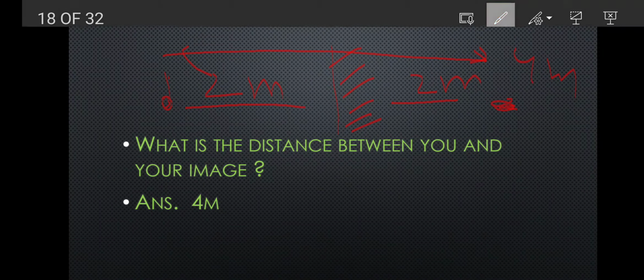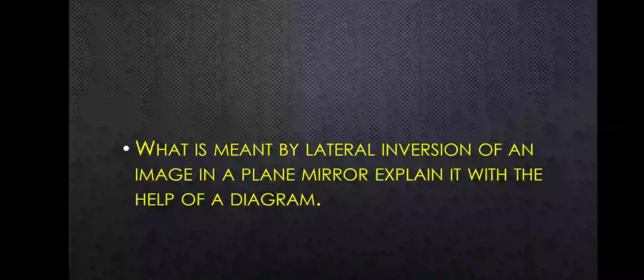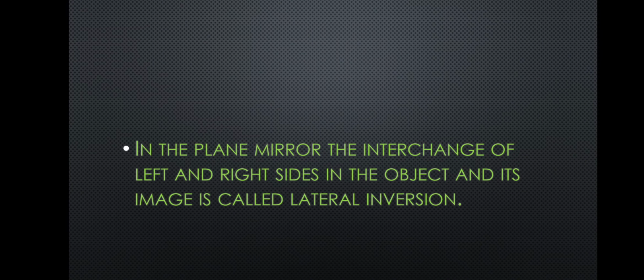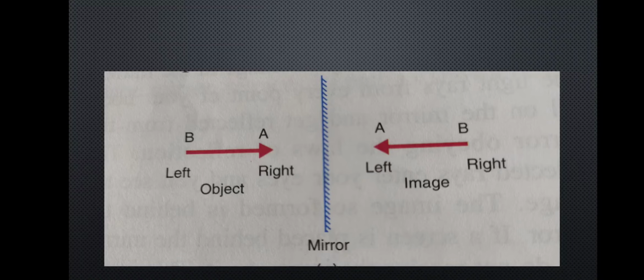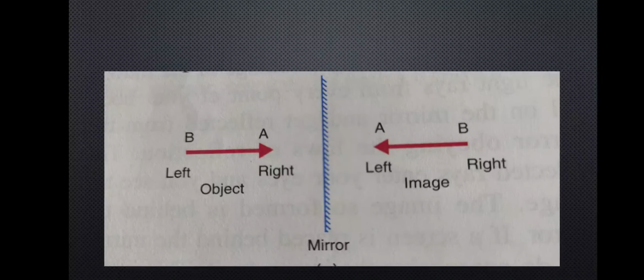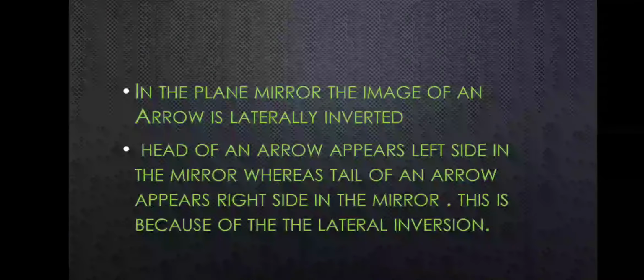Okay, next. What is meant by lateral inversion of an image in a plane mirror? Explain it with the help of a diagram. In the plane mirror, the interchange of left and right sides in the object and its image is called lateral inversion. And here this is the diagram. Clear? This diagram is very easy. That is why I have selected this one, so that you all don't find problems in drawing. Some of you are very good at drawing, but maybe some of you don't like to draw diagrams. So for you, this one you can draw, and the explanation you can write here as I have done here.